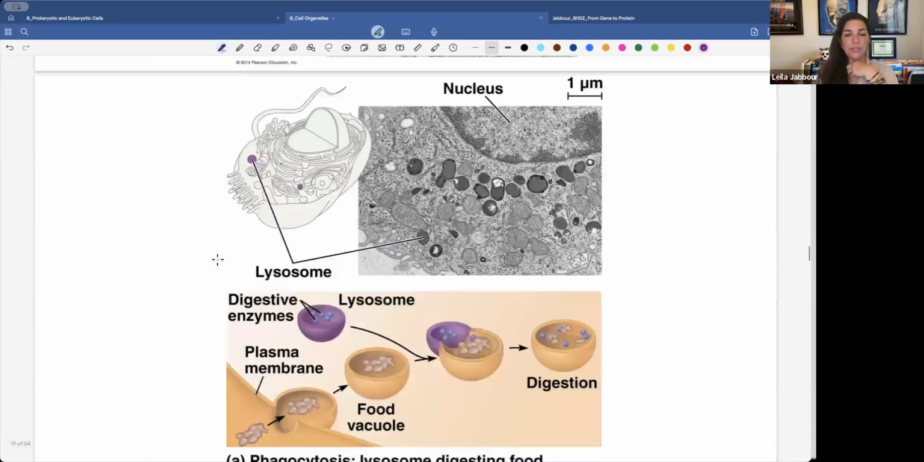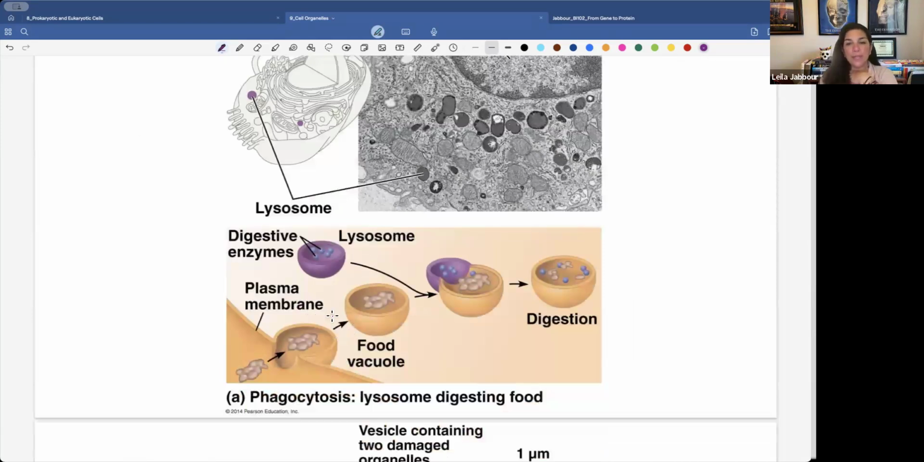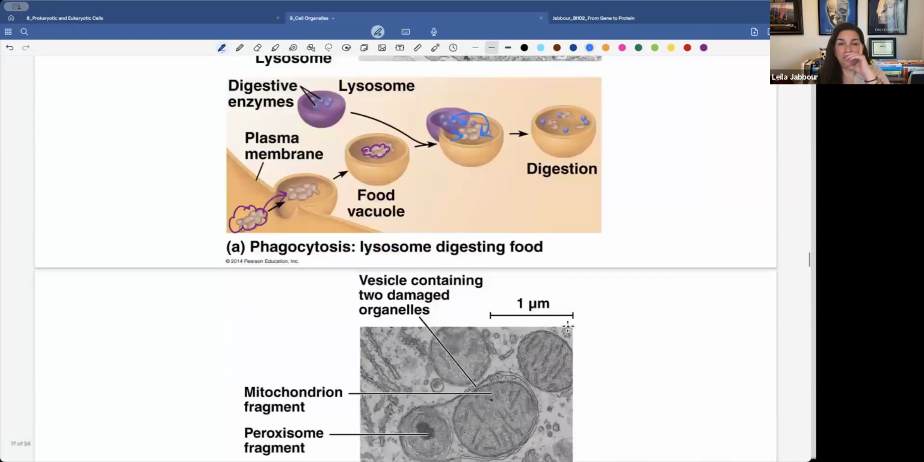Excuse me. There it is. Here's phagocytosis taking place. So you see, what are they calling this? Food, digesting food. Yeah, in this particular diagram. So this is coming in and it's sitting in this food vacuole. And this will fuse with the lysosome. The enzymes in the lysosome will get released, and the job is to break down whatever food was brought in, and you'll end up digesting this food.